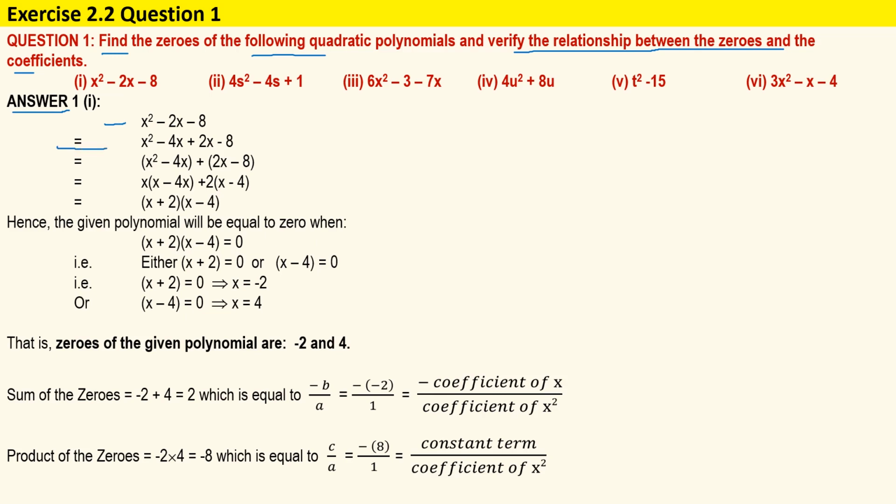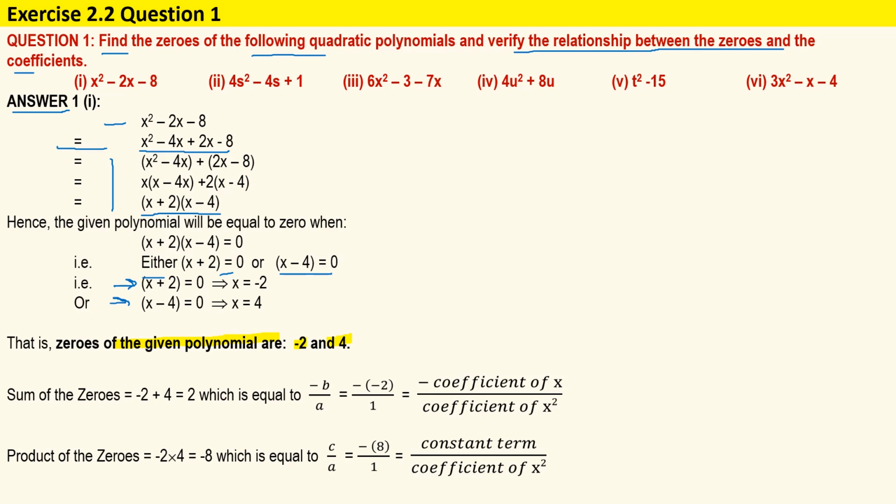This can be written as x square minus 4x plus 2x minus 8, and once simplified it gives us this polynomial is equal to x plus 2 multiplied by x minus 4, and this implies that either x plus 2 is equal to 0 or x minus 4 is equal to 0, and both these imply that either x is equal to minus 2 or x is equal to 4. Hence we can say that the zeros of the given polynomial are minus 2 and 4.